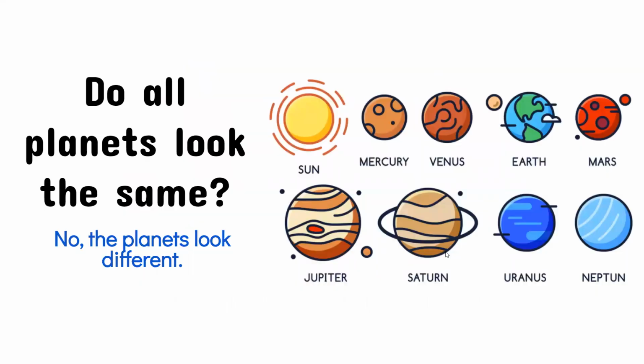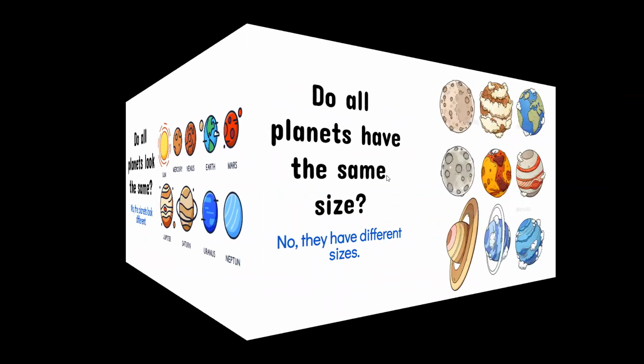So let us look here. We have to ask ourselves, do all planets look the same? No, the planets look different. As you can see, we have different looks and different sizes, okay? They don't look the same. Earth is different than Mars, and Jupiter is different than Saturn, and Uranus is different than Neptune, right?